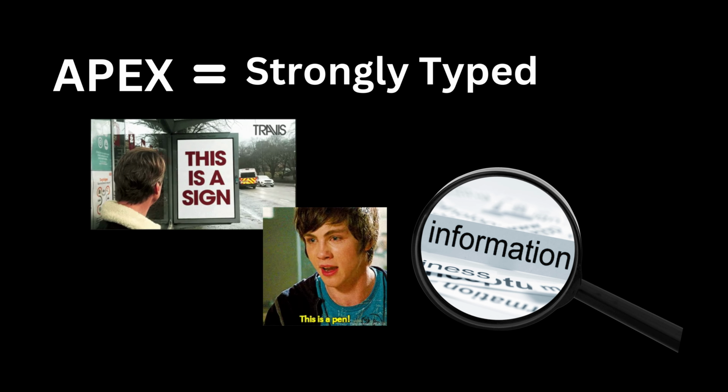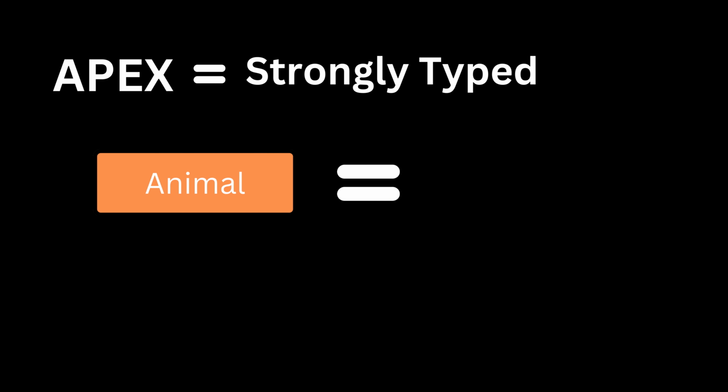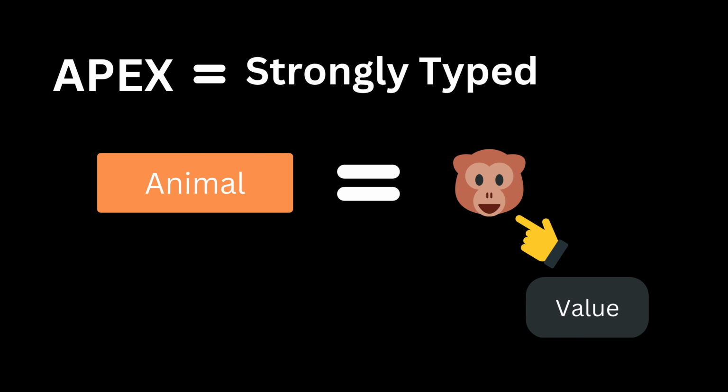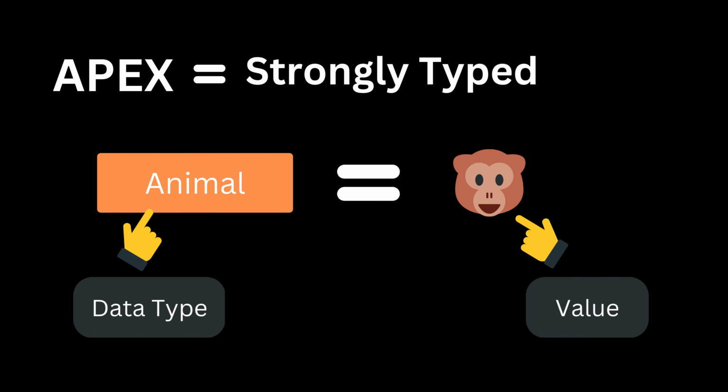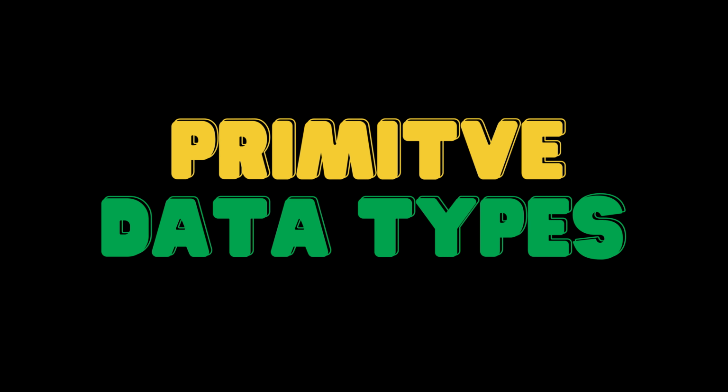For example, if we tell Apex that we want to store data of an animal and we assign a monkey to it, it will pass without failure. However, if we assign a person to an animal, Apex will throw an error because a person is not a type of an animal. The monkey is simply a value for the animal data type. If the value and the data type match, Apex will run without any issues. There are various data types in Apex, but today, let's look at primitive data types.